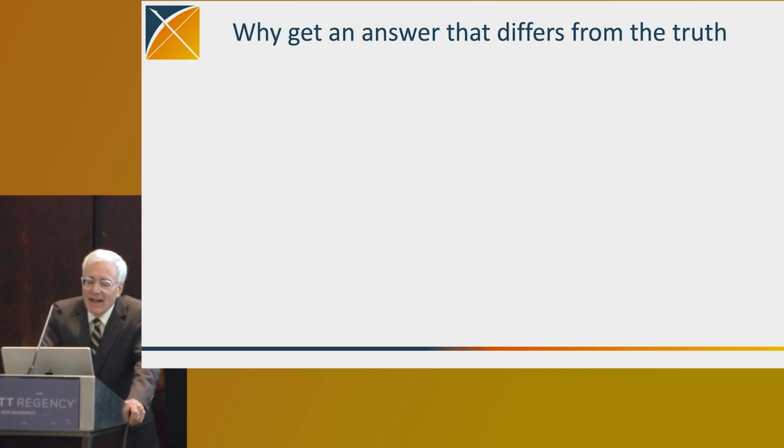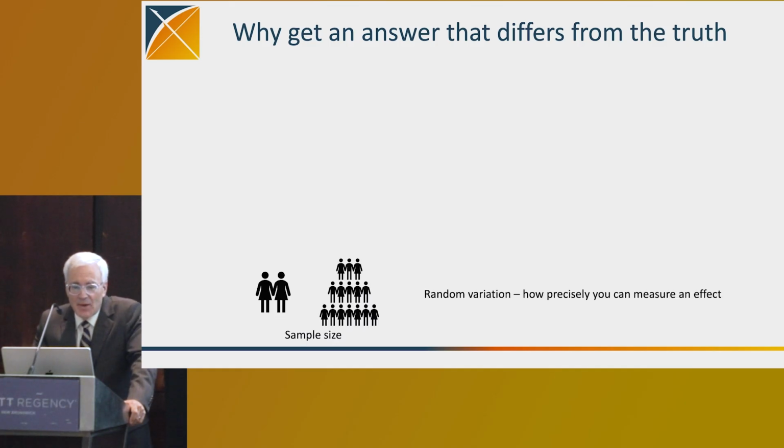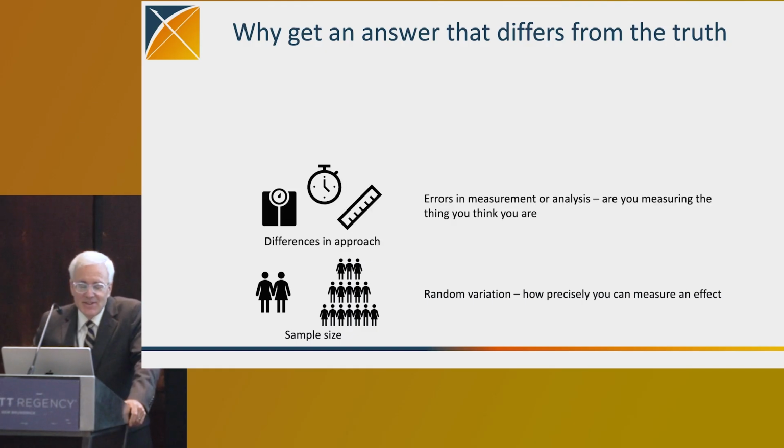So these are the steps we want to achieve. Now why? I can relate what OHDSI does to a classic validity framework, and I'll do that in a couple of slides. Why would you get an answer that differs from the truth? Well, first of all, there's random variation, depending on your sample size. You're going to get an answer that differs from the truth just because the sample is too small and you have a wide confidence interval. Second, you may have errors in measurement or analytics. Are you really measuring the thing you want to measure? Those differences in approach are an example.